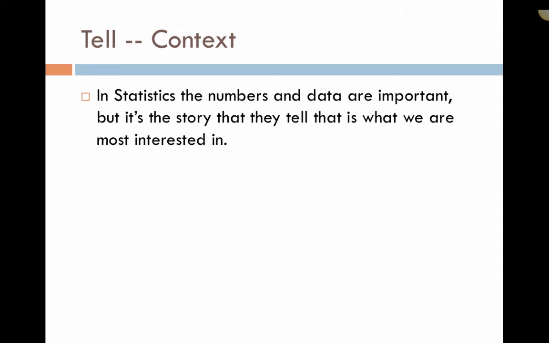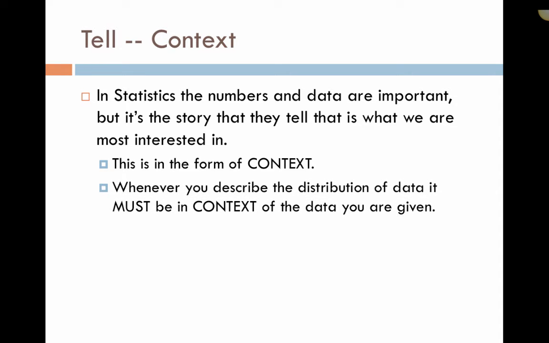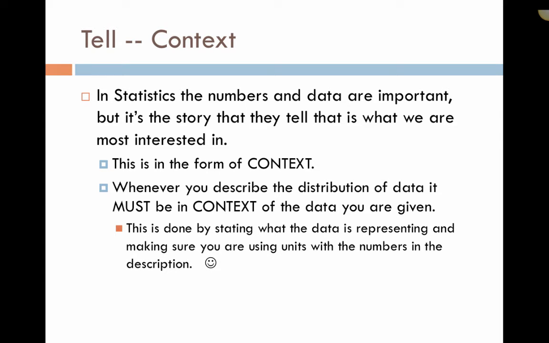Context. In statistics, the numbers and data are important, but it's the story that they tell that is what we are most interested in. This is in the form of context. You will hear me say all year long, it has to be in context. I cannot emphasize this enough. When you describe the distribution of data, it must be in context of the data you are given. This is done by stating what the data is representing and making sure that you are using the units with the numbers in the description.